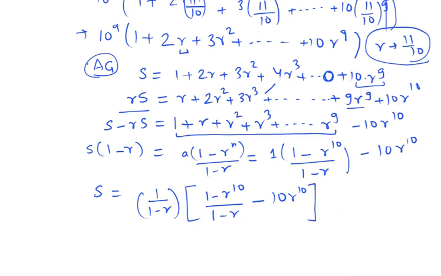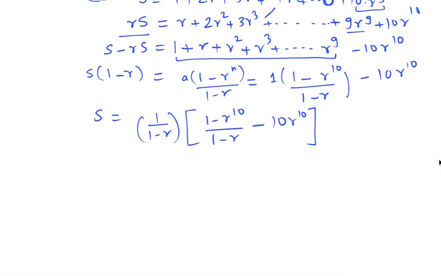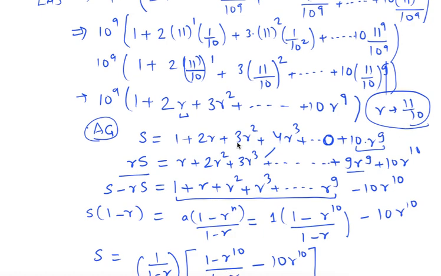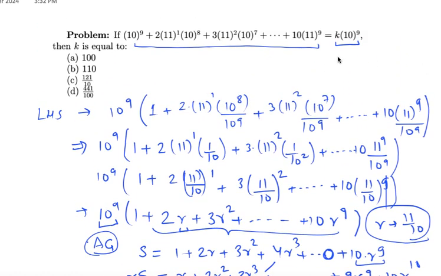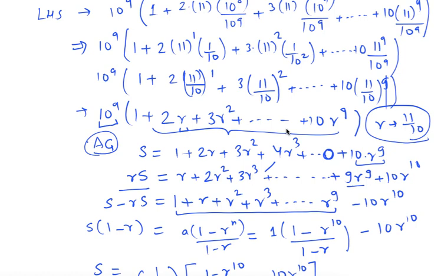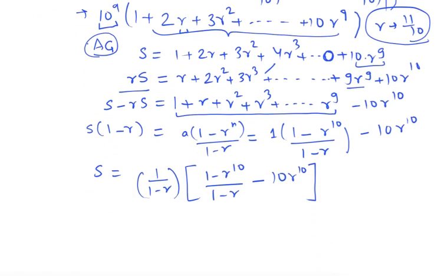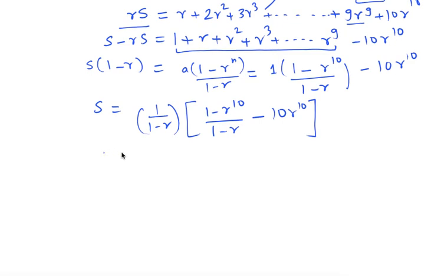Now if you see carefully from this step, there was a 10 to the power 9 outside, and this was what we assumed as S. But look at RHS, it is k into 10 to the power 9, and the LHS is 10 to the power 9 into S. So basically S is k. So we know that S is k. So we just have to find the value of S. This will be our answer.